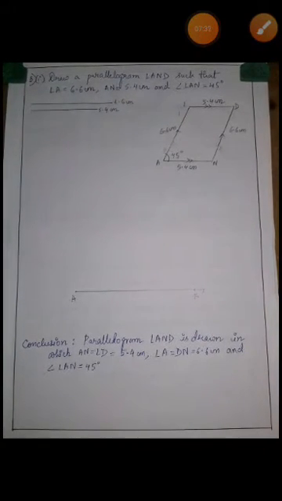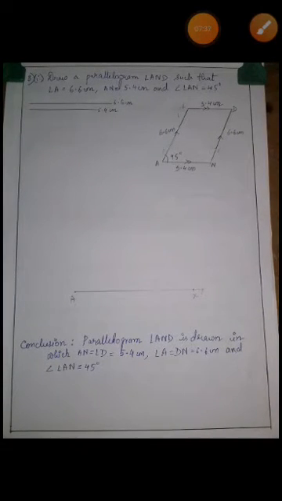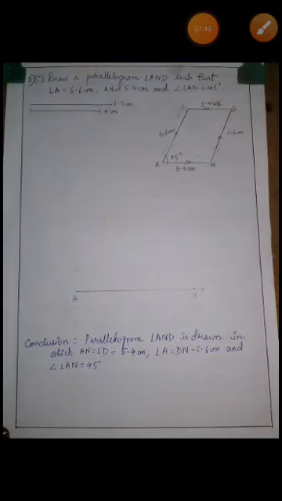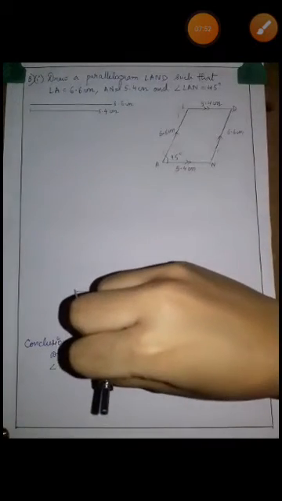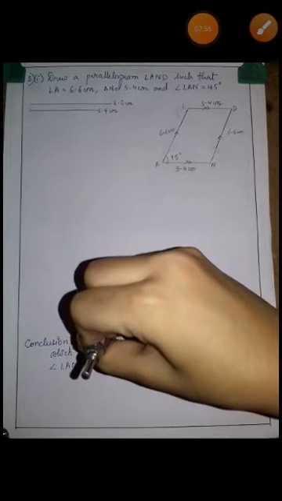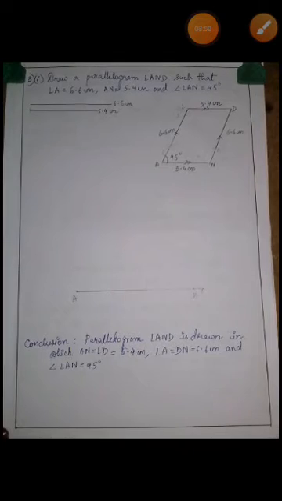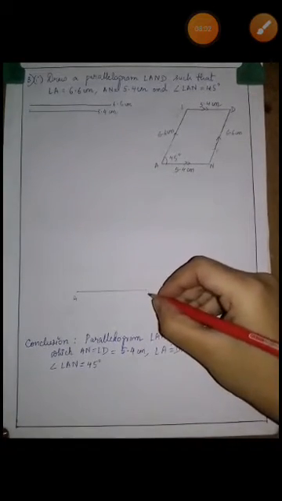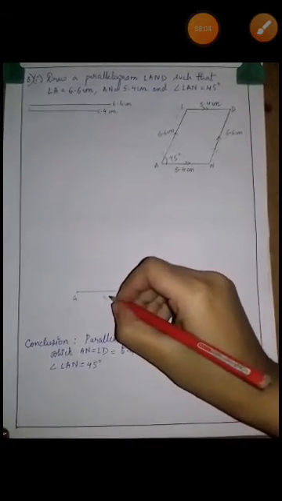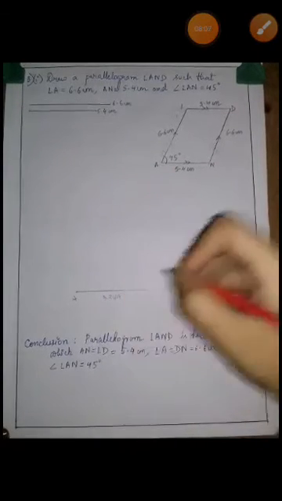Then you will have to draw AN, which is 5.4 centimeter. So the 5.4 centimeter line segment measurement has already been taken. So here you are just placing the compass and taking the measurement of 5.4 centimeter. So place the pointer at A, then cut the arc like this. So you have got AN, which is 5.4 centimeter. So the base is done.